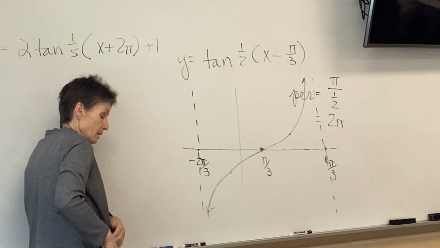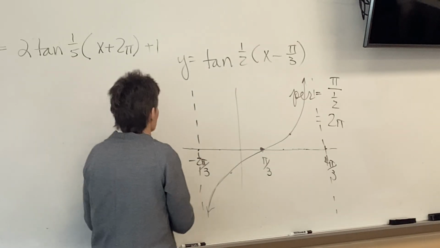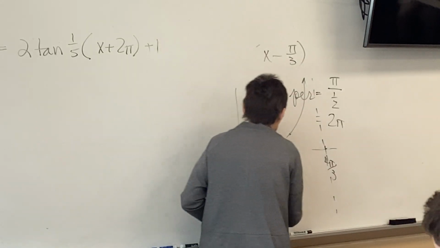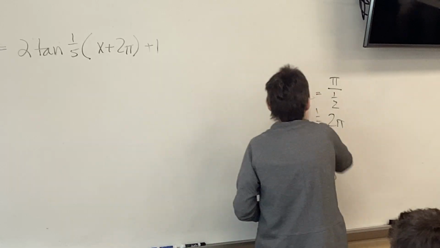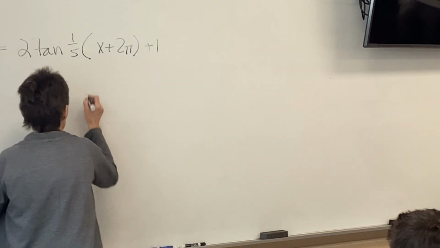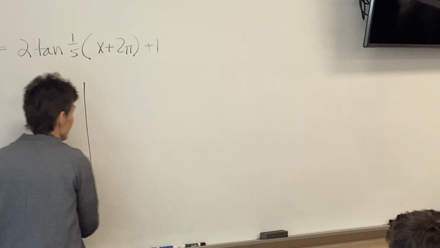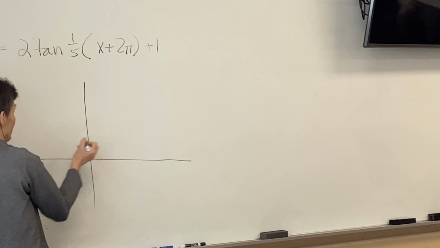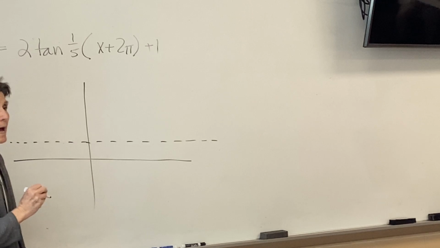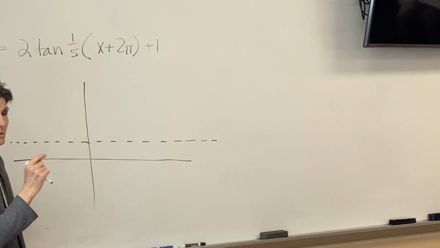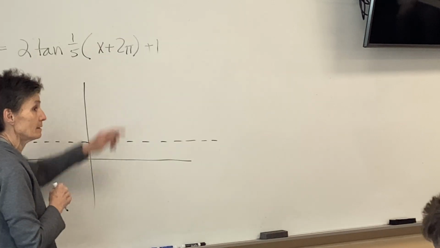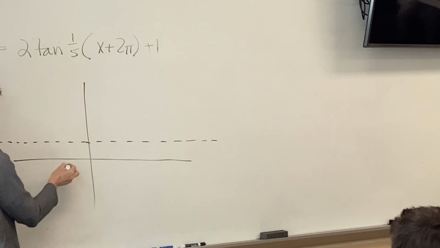Wow, okay, there's a lot going on here. So, we got a new midline. We got a vertical translation. So we've been picked up 1 unit. So now my dots, my x-intercepts, will be on that line now. And the first one is going to be at negative 2 pi.